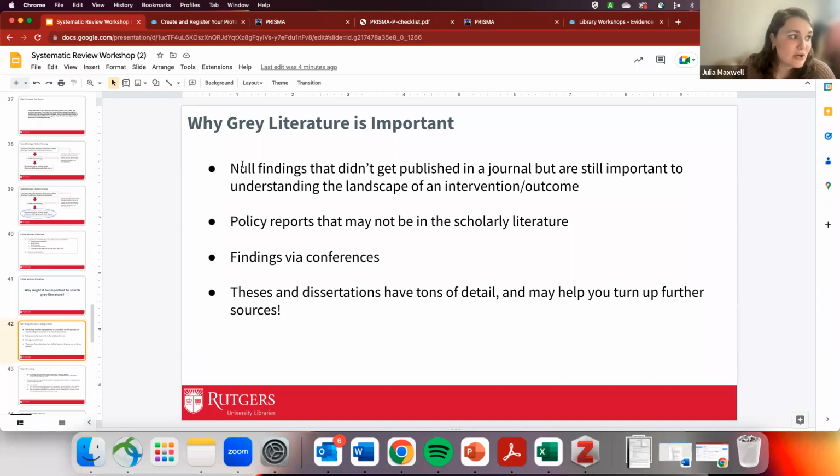So it's important to search conference publications, which Google Scholar has most often, policy reports, which may discuss a particular intervention or outcome, and theses and dissertations, which have a ton of detail. Usually you can citation chain those to see what they cited, and see if anything else comes up that way as well. So the gray literature is really, really rich. It's kind of a pain in the butt to search. You have to really discuss with your team about how you're going to proceed in that regard, but it does end up being a more quality review at the end.